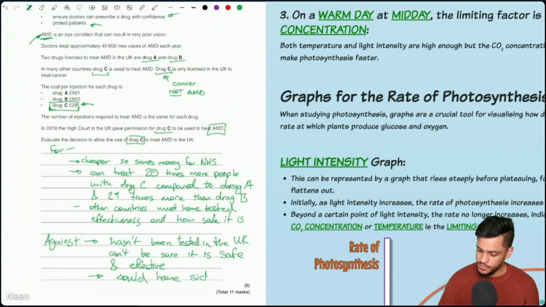Could have side effects, and all of that should be fine. And then you could just make a decision, just be like, therefore it's a good thing, or therefore it's a bad thing. Doesn't really matter what your final decision is.